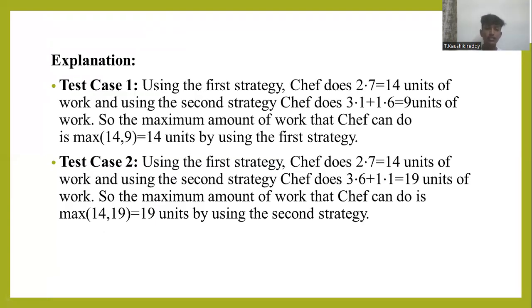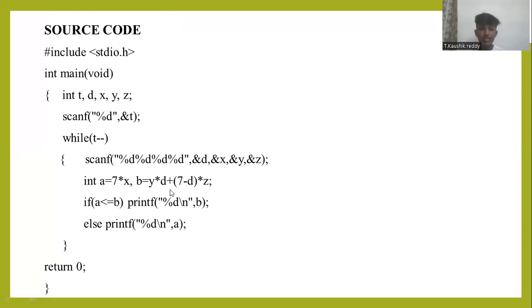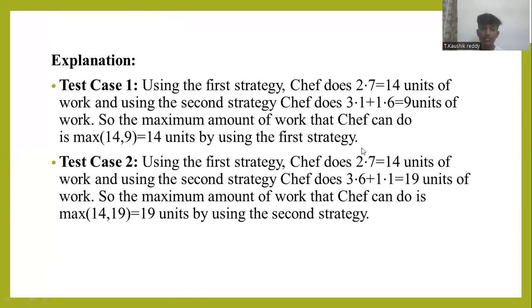Next, the explanation for test case 1. Using the first strategy, chef does 2 into 7, which is 14 units of work, and using the second strategy, chef does 3 into 1 plus 1 into 6, which is 9 units. So for the given conditions, d star 7 and y star d plus 7 minus d star z. This is the explanation on substituting the values of d, y, z, etc.